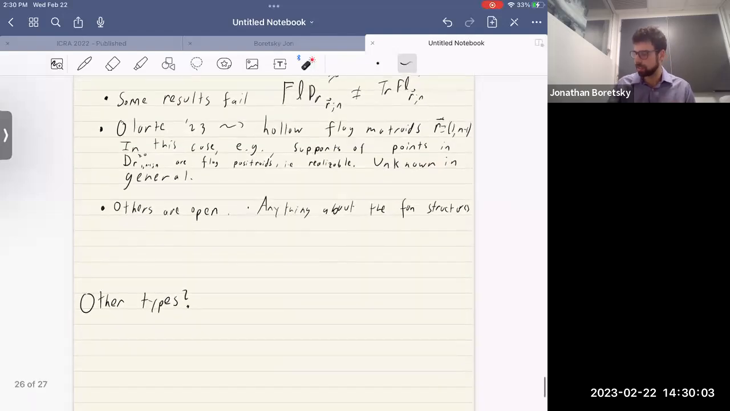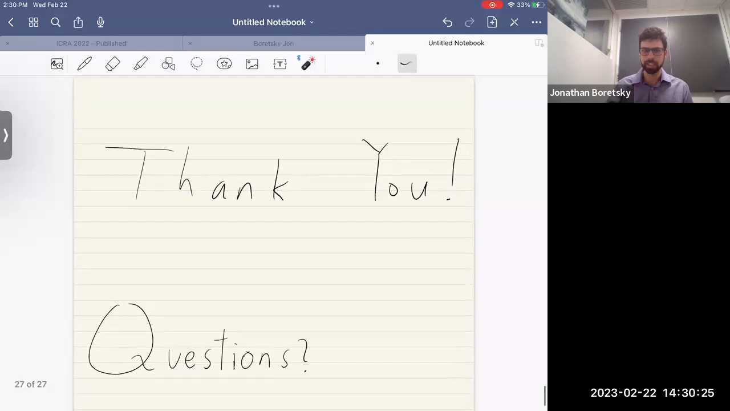Another natural question one could ask is, what about other types? This is all in type A, and it would be really interesting to have a picture in other types. Although for now, there's no clear analog of each and every object I've talked about in other types. That would be an interesting direction to look in. And with that, I'll say thank you and ask if anybody has any questions.